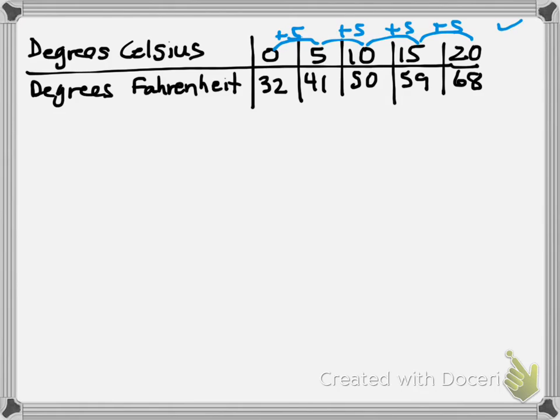And then we're going to check the Fahrenheit. To get from 32 to 41, let's see, I added 9. And from 41 to 50, I added 9. And from 50 to 59, I added 9. And from 59 to 68, I added 9. So that checks out. So what this tells me is that there is a linear relationship.